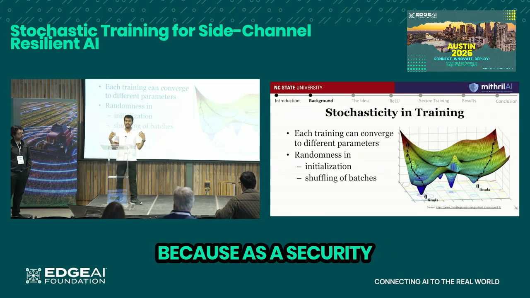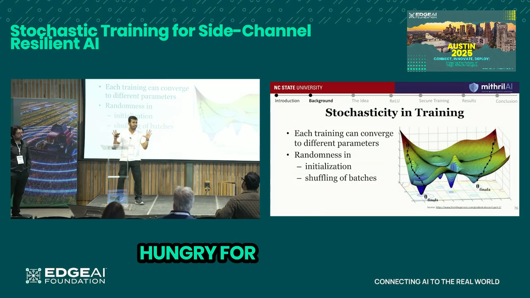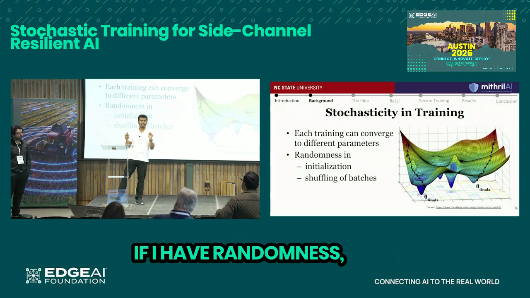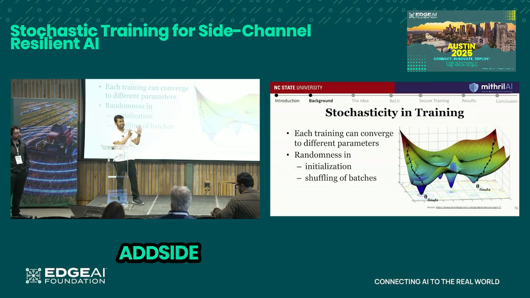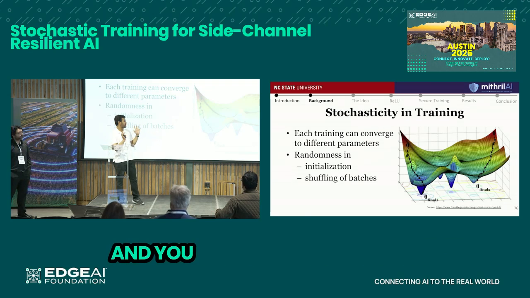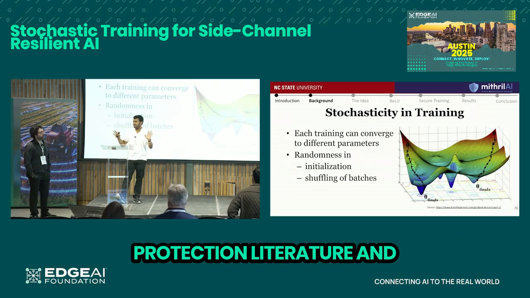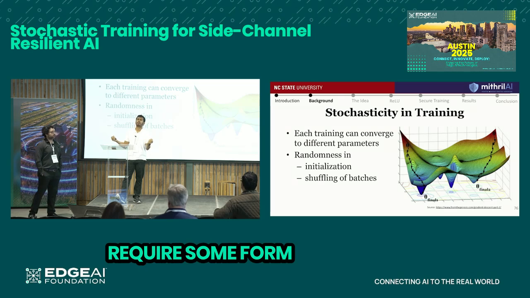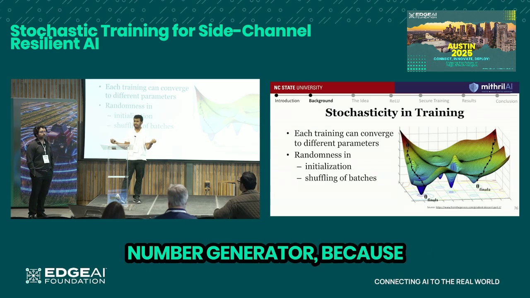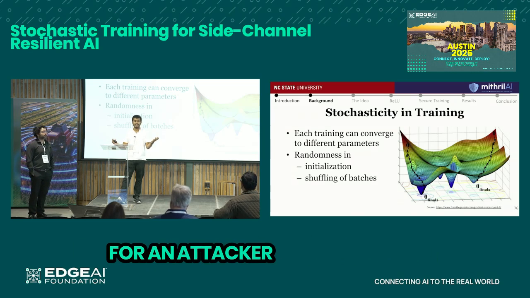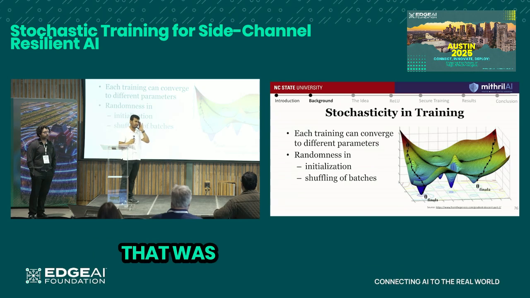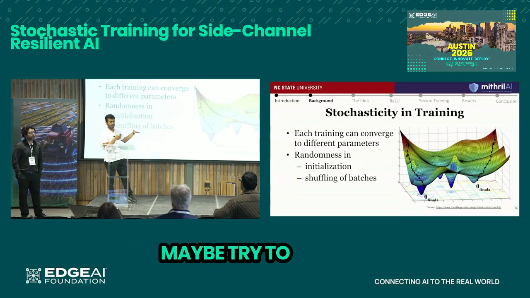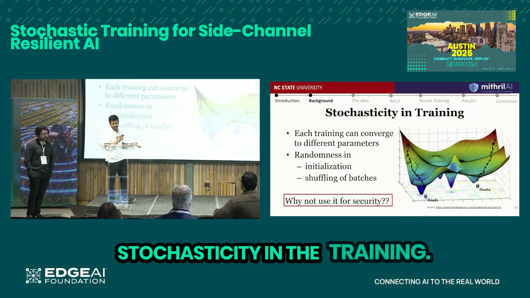Why? Because as a security engineer, I am always hungry for randomness, right? If I have randomness, I can somehow use it in some kind of a countermeasure which would add side channel protection. And you can read side channel protection literature, and you'll see that most works require some form of a random number generator, because randomness makes it difficult for an attacker to guess what is actually happening in the hardware, right? So that was the whole point. That was my initial intuition. Maybe try to use this stochasticity in the training.